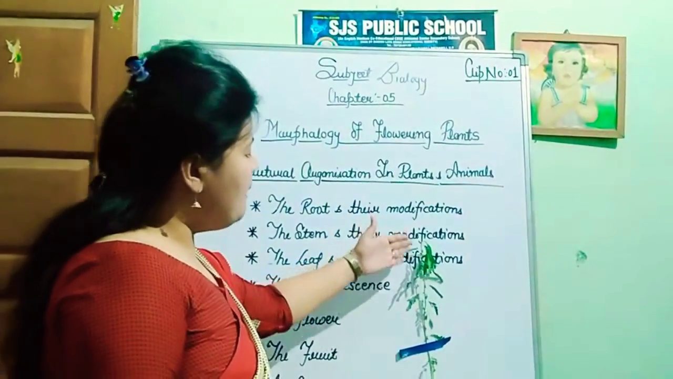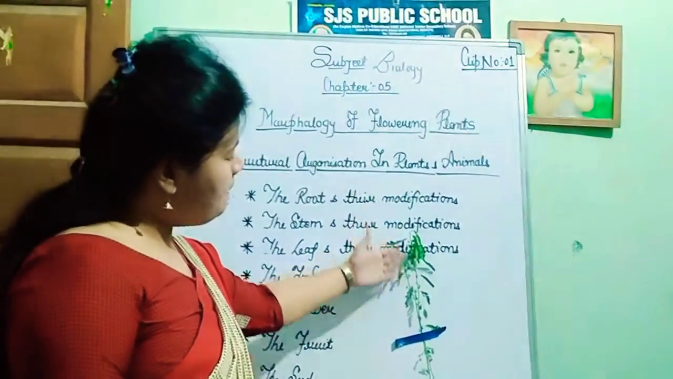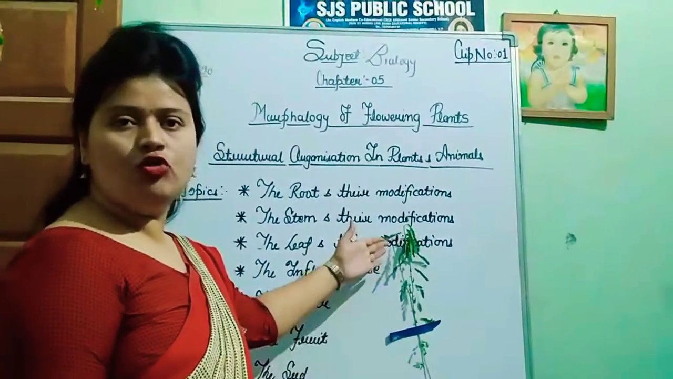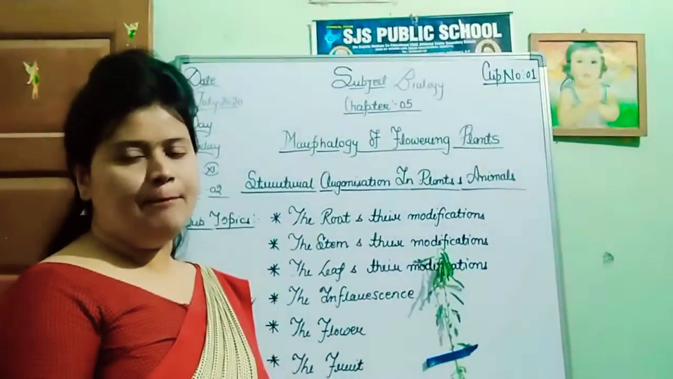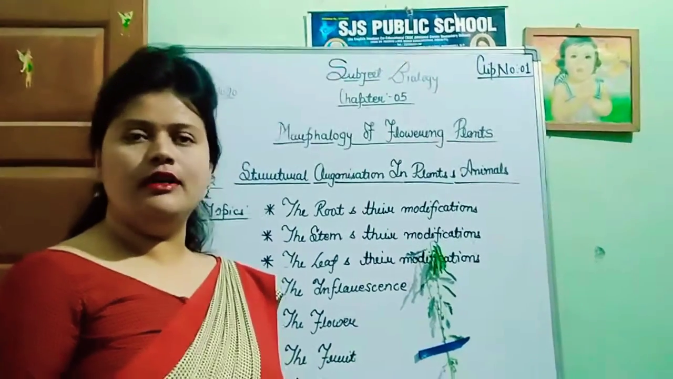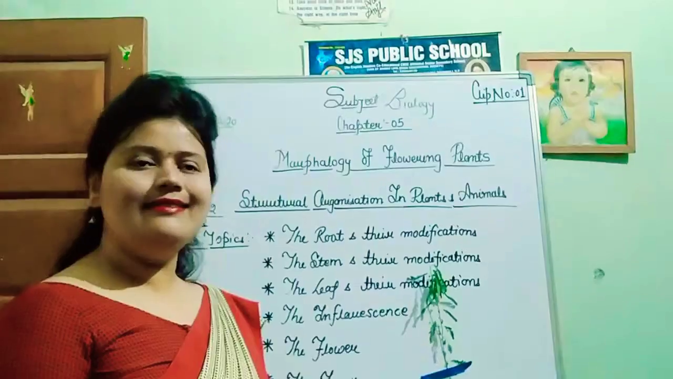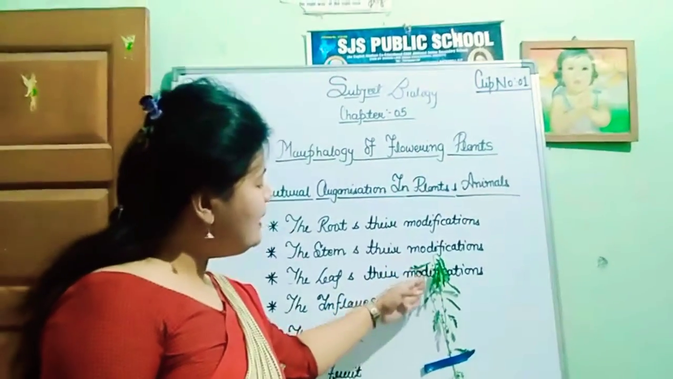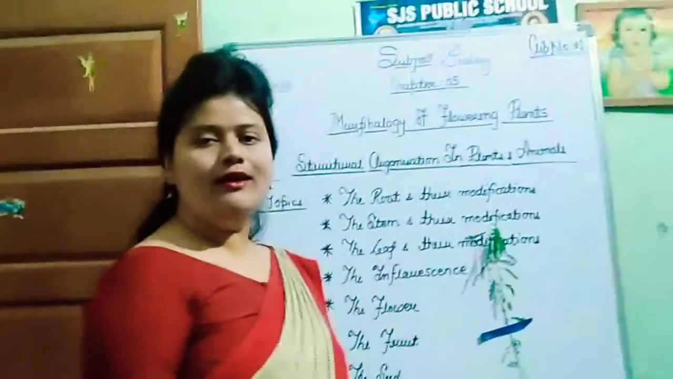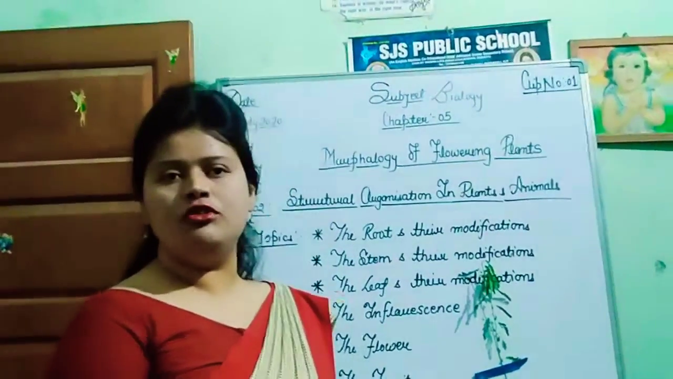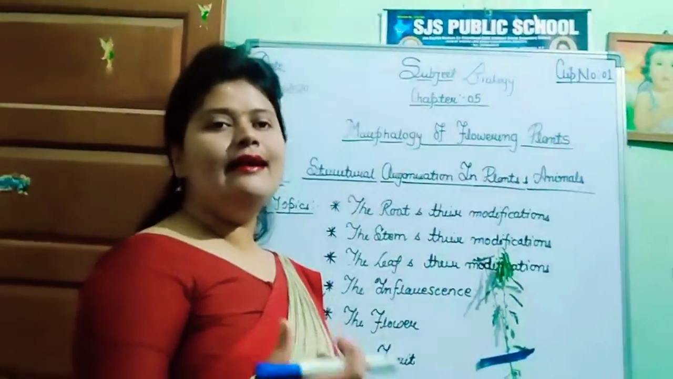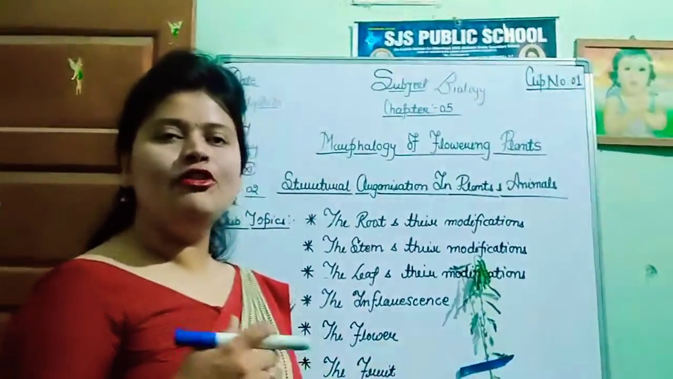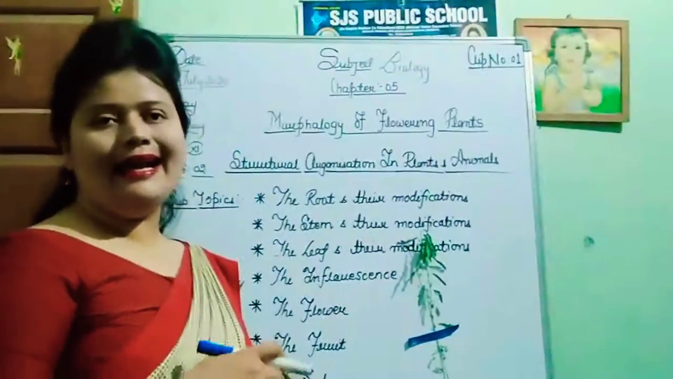And the upper part, the uppermost part, is called the shoot system. In the shoot system, the stem portion, leafy portion, flowers and seeds are all included. What is the meaning of shoot system? Shoot means the external part of a plant which can be seen by our naked eye.